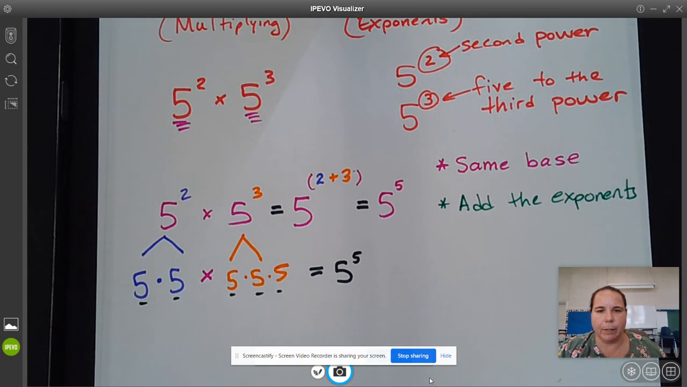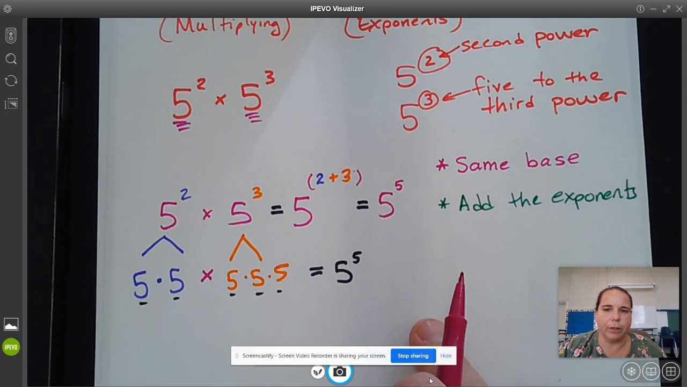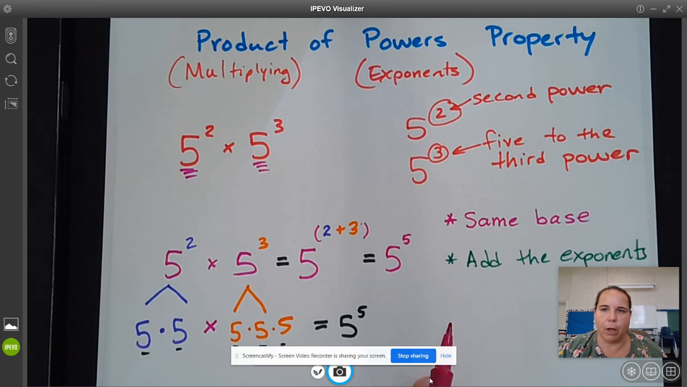So now we're going to go over some examples, some more examples of what this looks like when we take the product of a power.